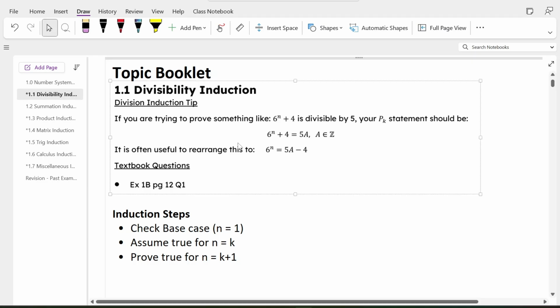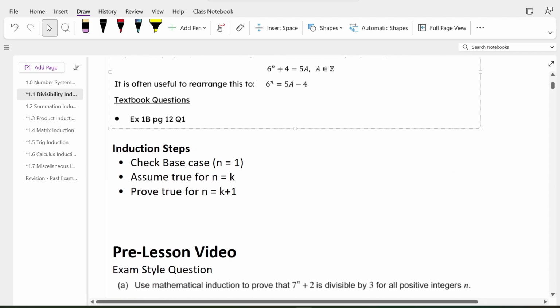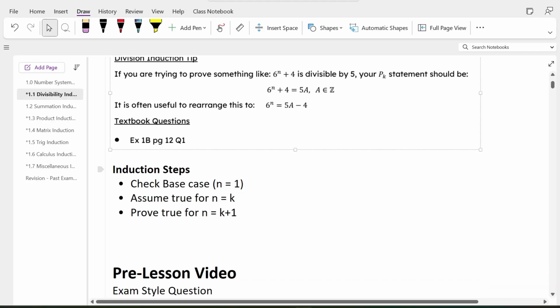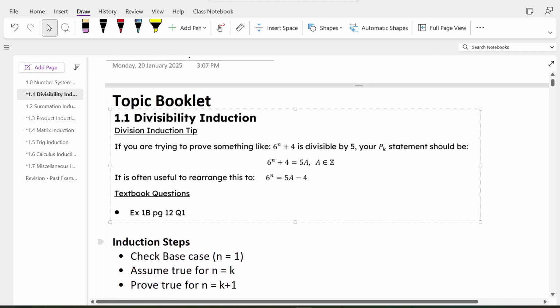Alright, in this video we're looking at divisibility induction. Now, a quick reminder about what induction is. It's a method to prove statements true for various different n values. Usually these n values are positive whole numbers. And an example of the statement we'll be proving looks something like this.